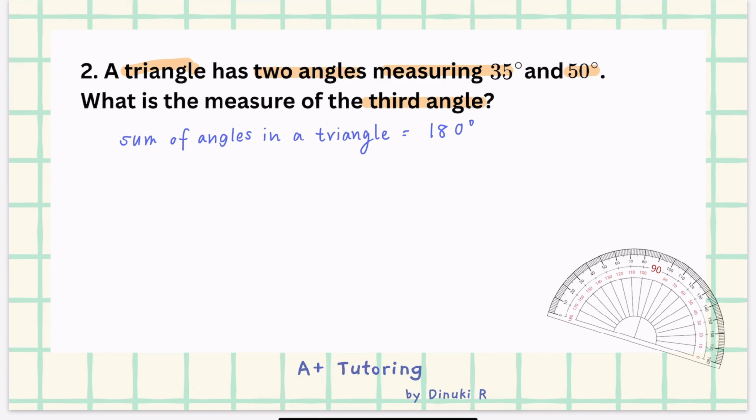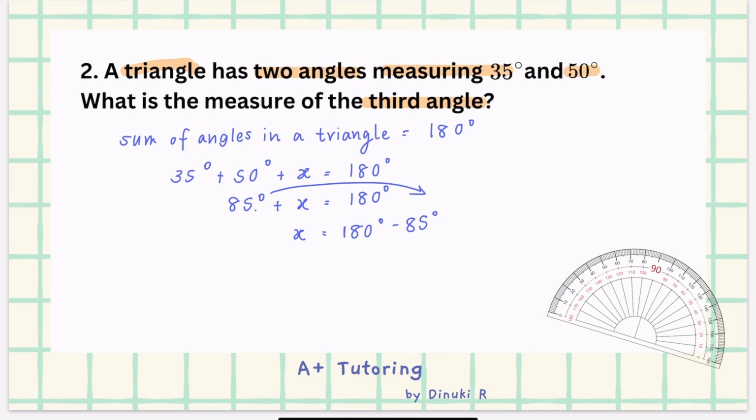So we can do a bit of simple algebra by assigning an unknown to the remaining angle and figure out the answer. So 35 degrees plus 50 degrees plus x for our unknown angle equals 180 degrees, right? 35 plus 50 gives us 85 degrees, plus x gives us 180 degrees. x equals, and we can bring that 85 to the other side. When we do that, it becomes a negative. So it's 180 degrees minus 85 degrees.